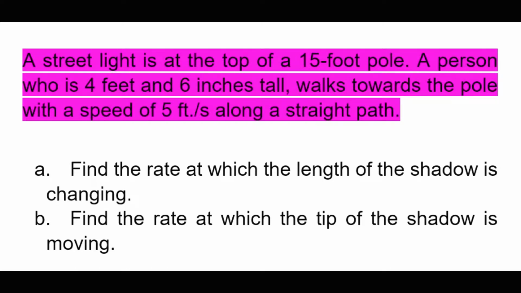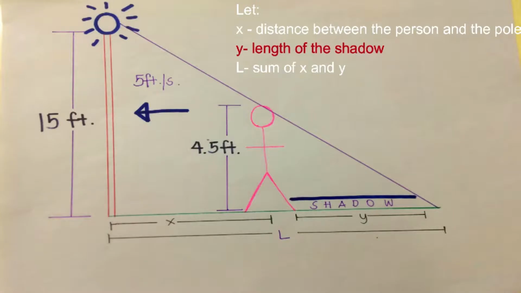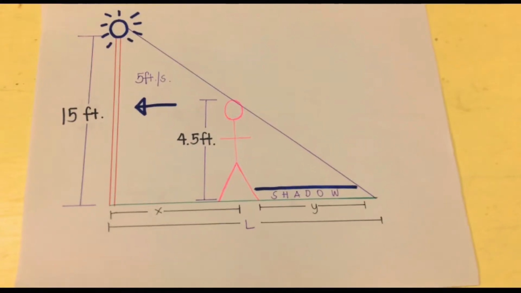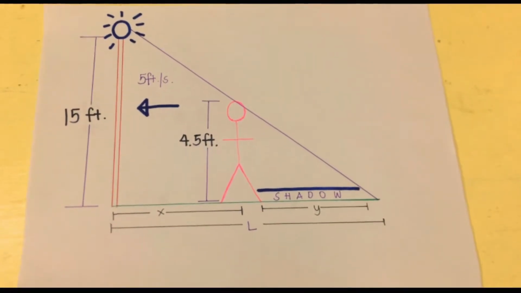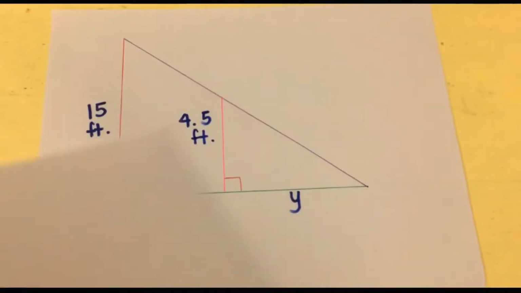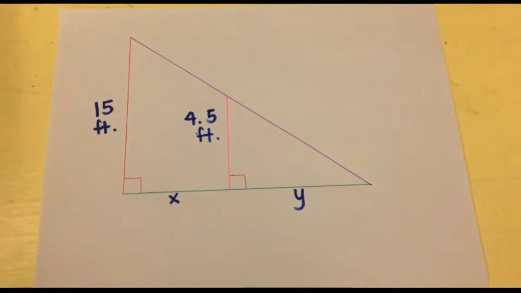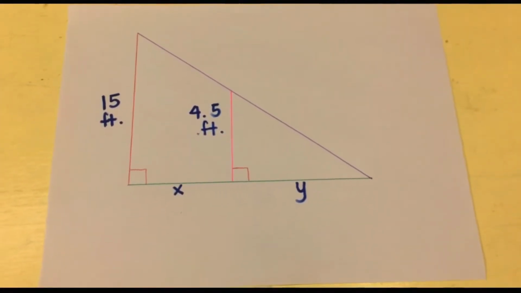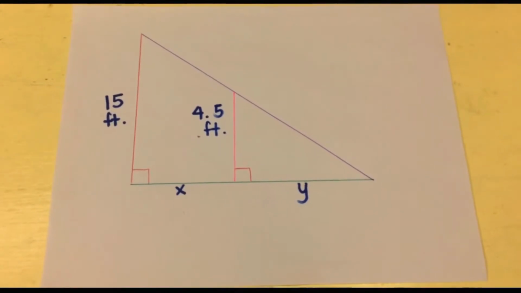Going back to the problem, part A asks for the rate at which the length of the shadow is changing. Since the length of the shadow is denoted by y, it is dy/dt, or the rate of change of y with respect to time. To solve for part A, we can redraw the illustration. Now we see a smaller right triangle inside a larger right triangle, so they are similar triangles.